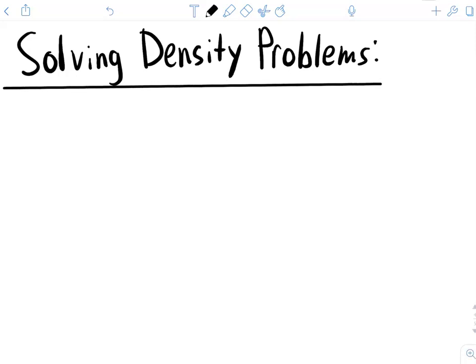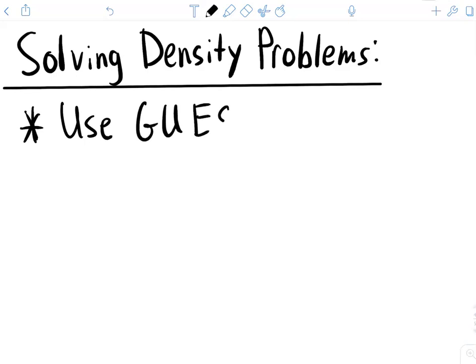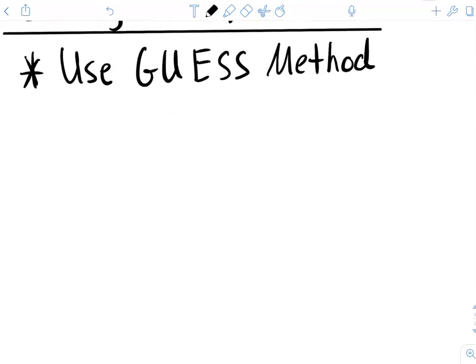So when we are solving density problems, we are first going to use the GUESS method. Remember, that's where you analyze the problem you're given and pick out the information that you actually need and what you don't need. And then we're also going to use something called the density triangle.